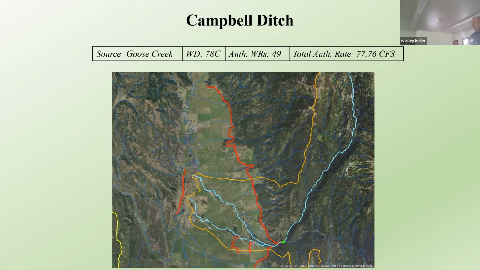So I'll start off with Camel Ditch, which is the biggest one basically in the valley. It is sourced from Goose Creek. It is within Water District 78C. There are a total of 49 water rights listed with Campbell Ditch as their point of diversion. And the total authorized rate during the irrigation season that can be diverted down the ditch from natural flow is 77.76 CFS.